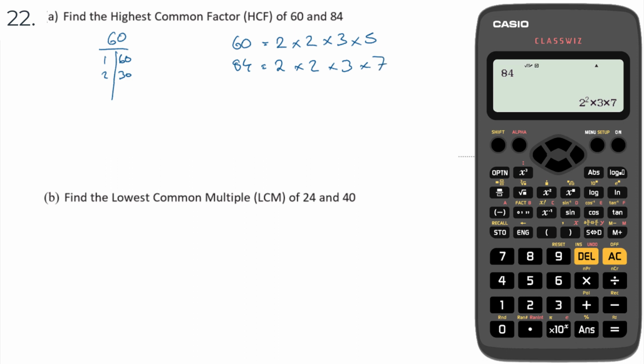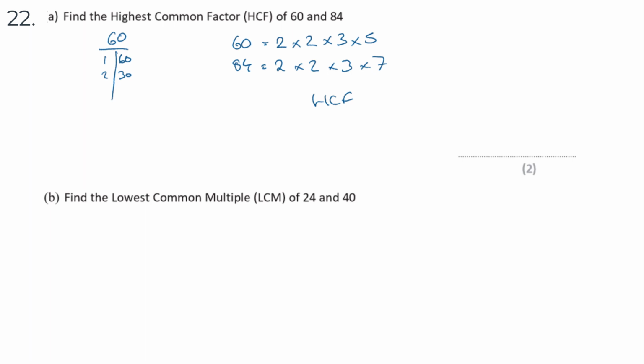Okay, so then the HCF is going to be made up of all the factors that are common to both. So I've got a 2 in both, a 2 in both, and a 3 in both. I've got a 5 in one and a 7 in the other, so they're not common. So we take all the ones that are in both, like the 2 and the 3, multiply it together. 2 times 2 is 4, times 3 is 12, and that would be the HCF. So the HCF of those two numbers is 12.